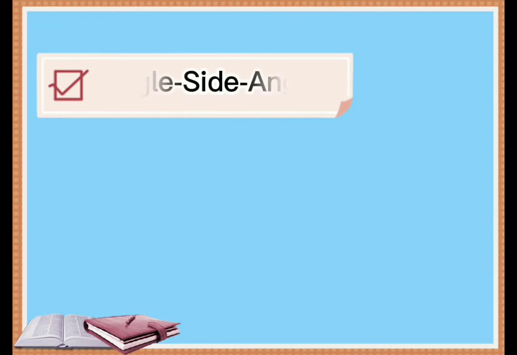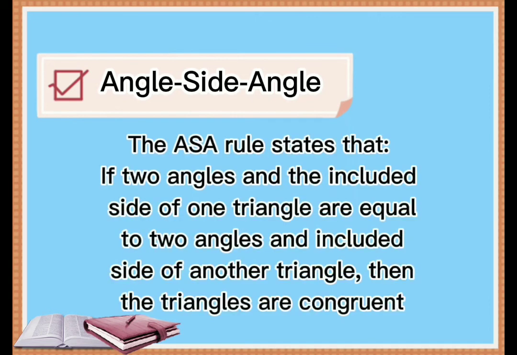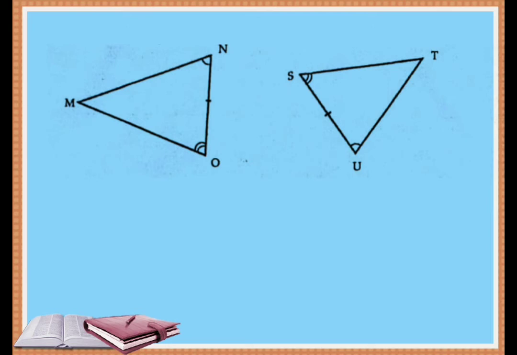The third rule is the angle-side-angle. This rule is used to prove whether a given set of triangles are congruent. The angle-side-angle rule states that if two angles and the included side of one triangle are equal to two angles and the included side of another triangle, then the triangles are congruent. In these two triangles, we can see that they are also congruent.